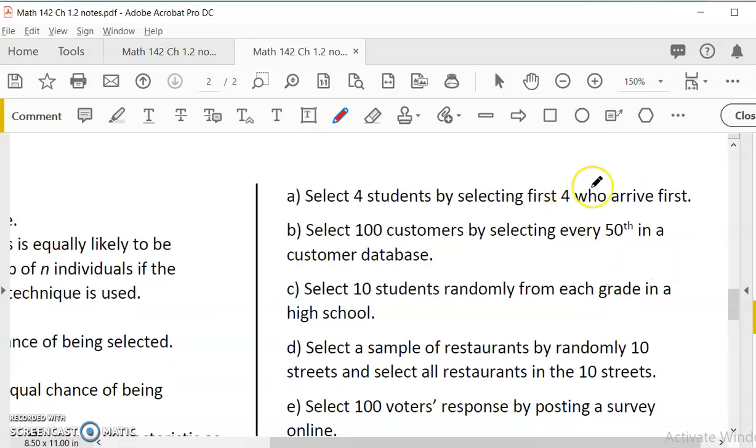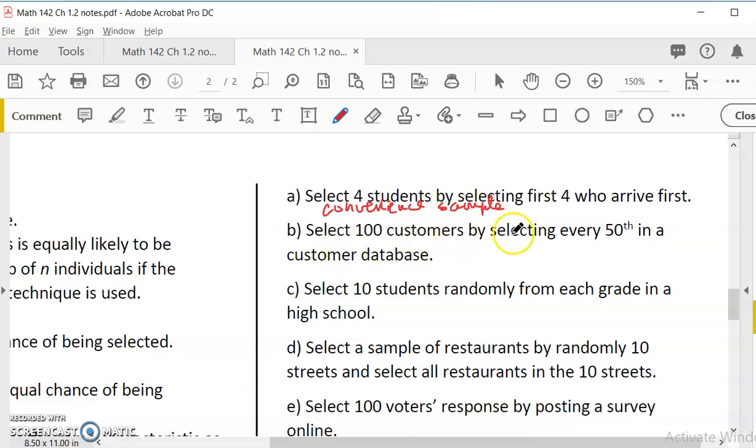So these are the examples that we want to go over to classify them by method. The first is: select 4 students by selecting the first 4 who arrive. This is not random because you are just selecting those who arrive first. So the method described is convenience sampling, right? The sample is not random.